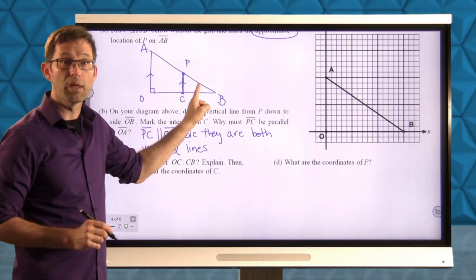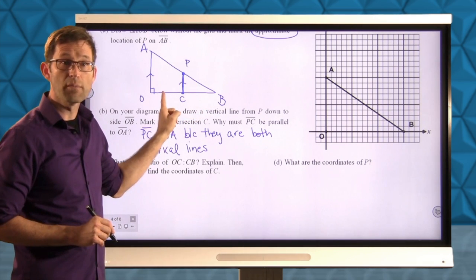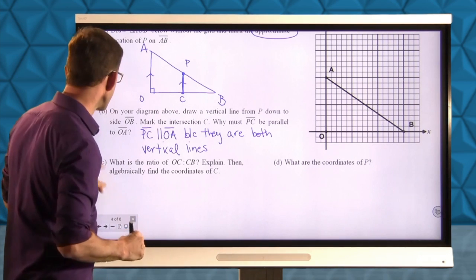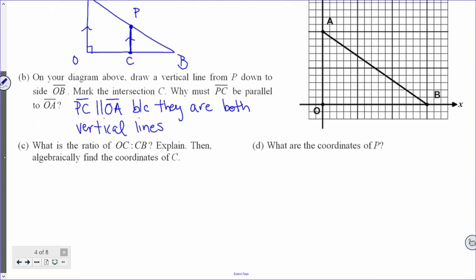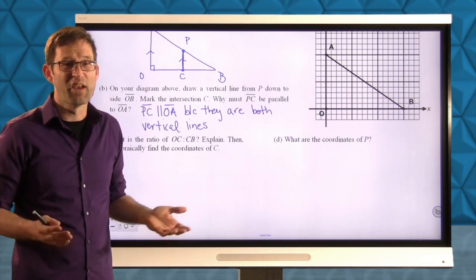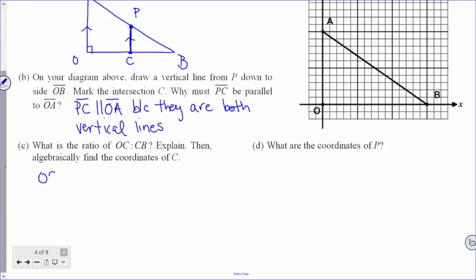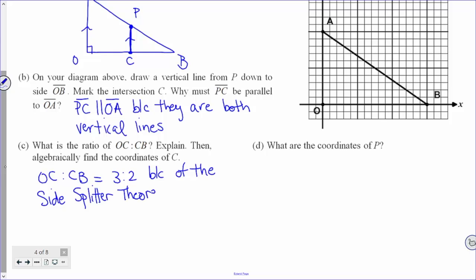The ratio of AP to PB, which we know is 3 to 2, must be the same as the ratio of OC to CB. Woohoo! So what is the ratio of OC to CB? Explain, then algebraically find the coordinates of C. All right, so I kind of gave this away, but OC to CB must be 3 to 2 because of the side splitter theorem.